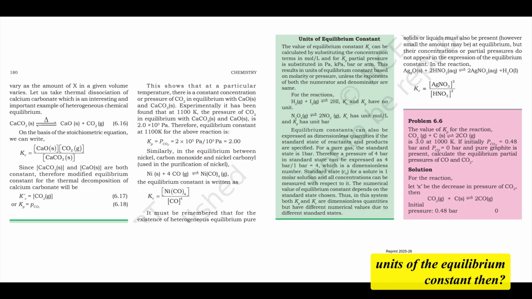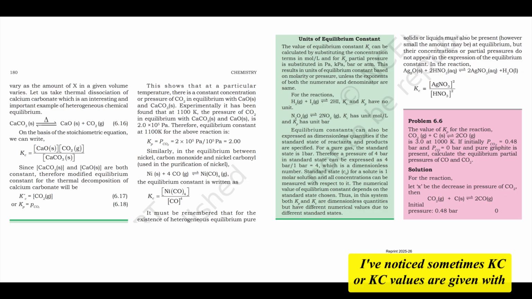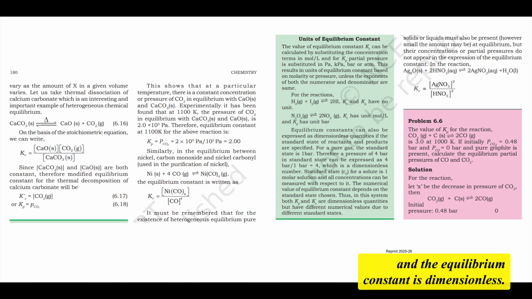What about the units of the equilibrium constant then? I've noticed sometimes Kc or Kp values are given with units like mol or bar, but sometimes they're just numbers. How do we know? That's a good point about units. The units of Kc or Kp depend directly on the stoichiometry of the reaction, specifically on that value of Δn we calculated earlier, the change in moles of gas for Kp, or overall moles for Kc if including solutes. If Δn is 0, like in our H2(g) + I2(g) ⇌ 2HI(g) example, then all the concentration or pressure units in the Kc or Kp expression cancel out perfectly, and the equilibrium constant is dimensionless.